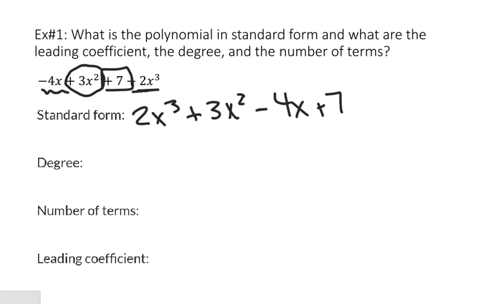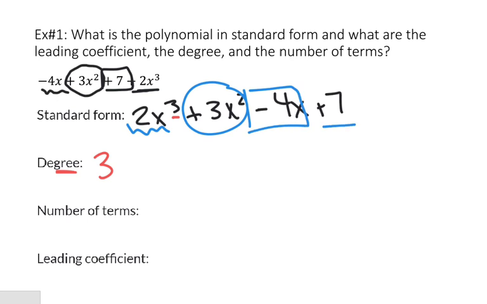Okay, the next question asks about degree. So with degree, you're going to look at the highest exponent, which is 3. The number of terms, how many things we're adding together here. So we had 1, 2, 3, 4. So 4 terms. And our leading coefficient, you're going to look at the one that has your highest exponent, which is 2x cubed, and the number out in front is 2.